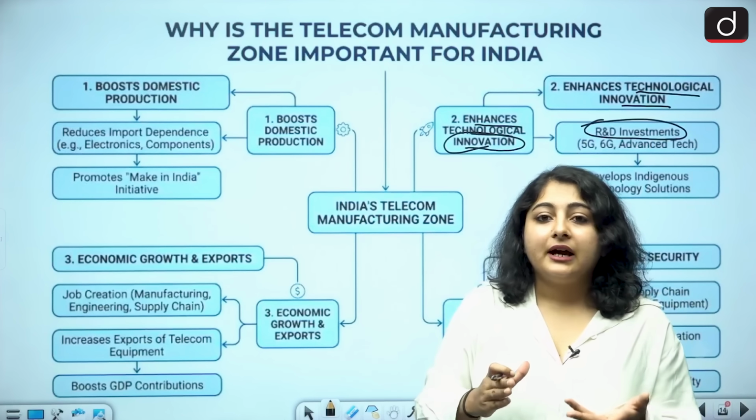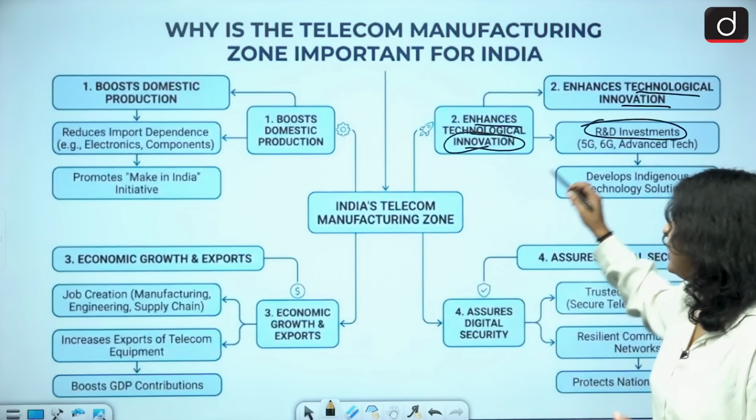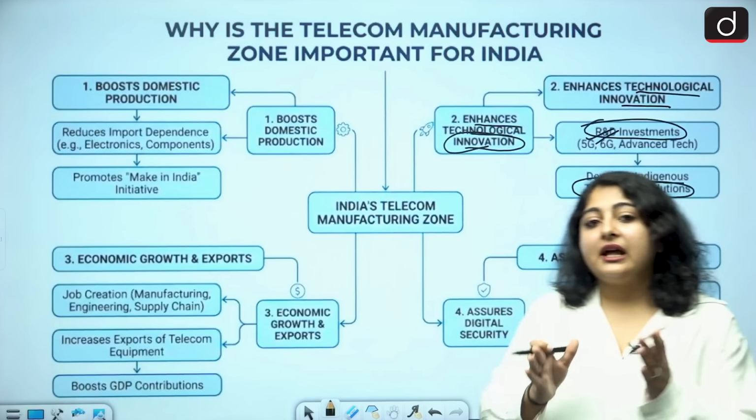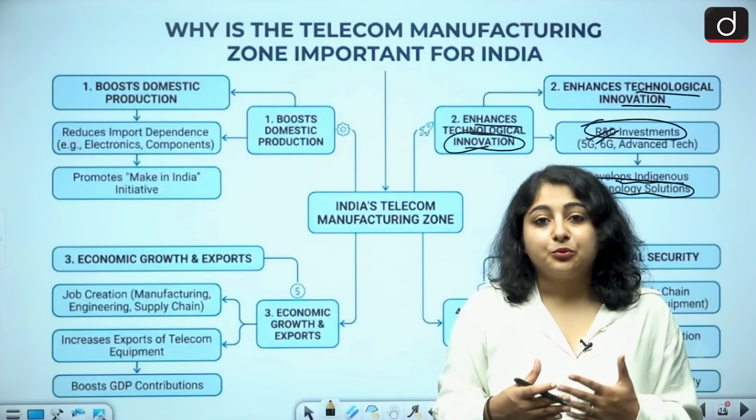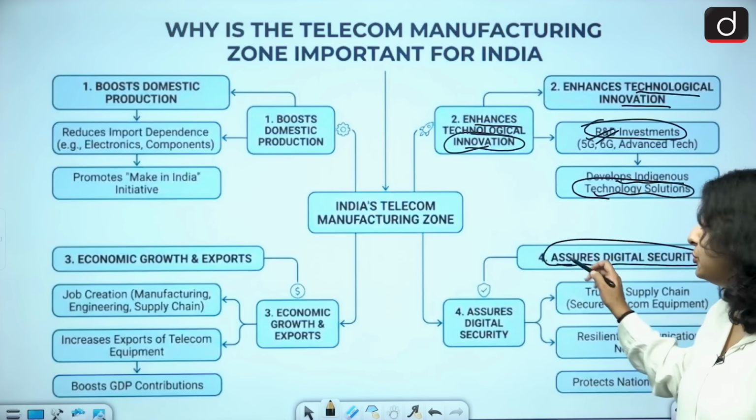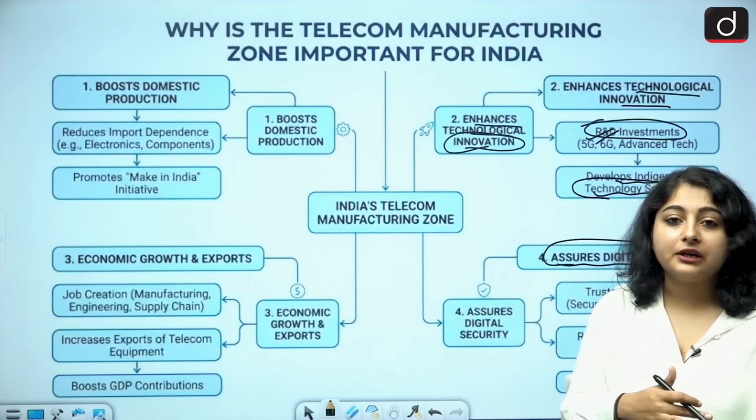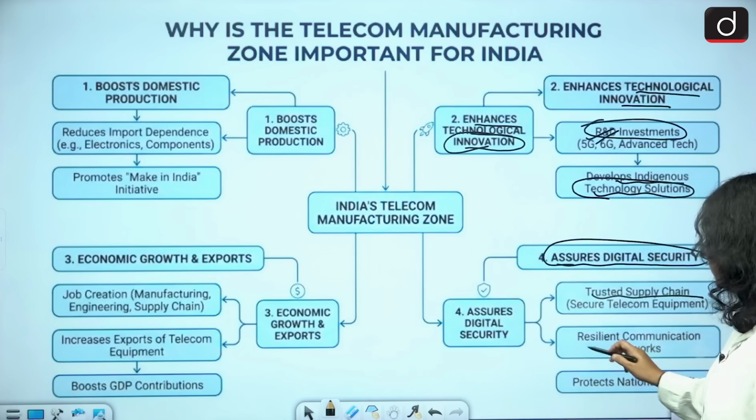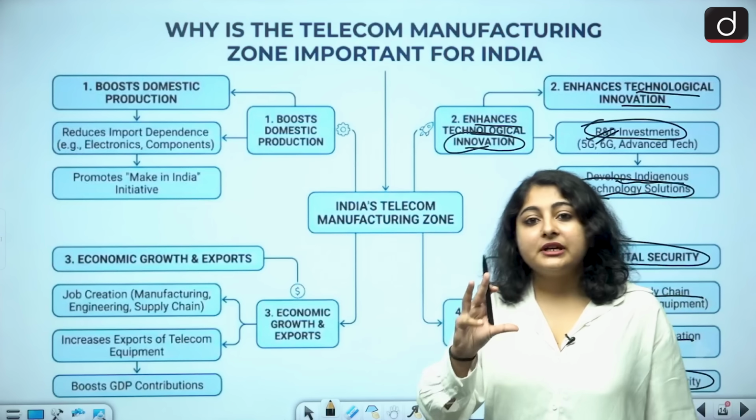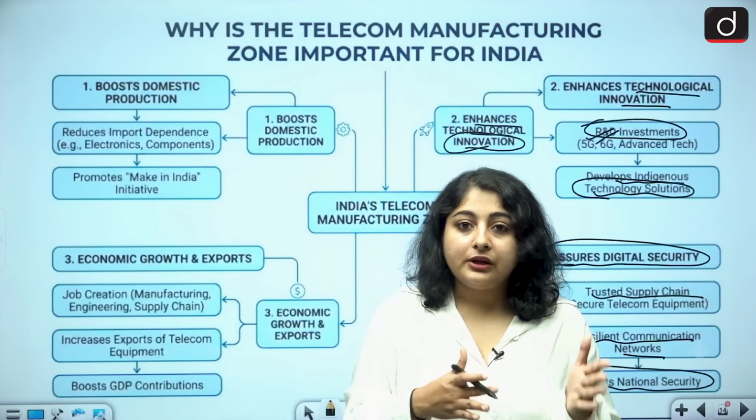We keep complaining about the fact that the government doesn't spend much on research and development. So under TMZ, what is happening? We are also focusing on R&D. We are developing indigenous technology solutions. We don't have to rely on foreign nations to provide us solutions to our problems. We will make our own solutions. Okay, it assures digital security. You do not have to rely on other countries for networking related components. Okay, trusted supply chain, resilient communication network, and it protects national security because the telecom sector is a critical sector, right? So in a way, it also protects our privacy or digital security.